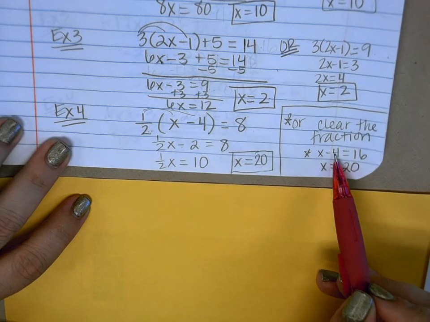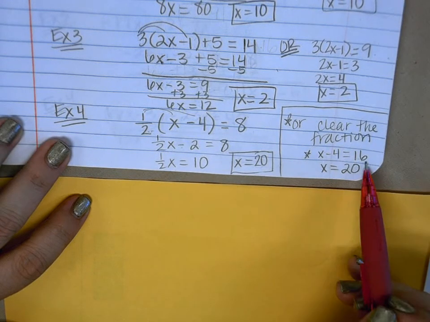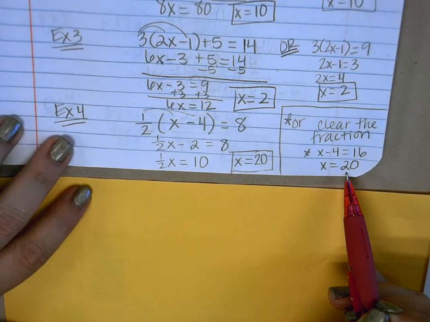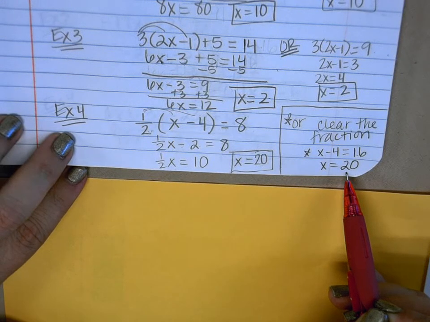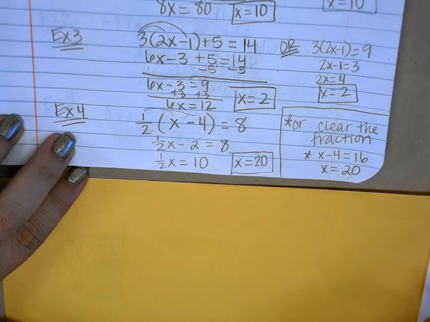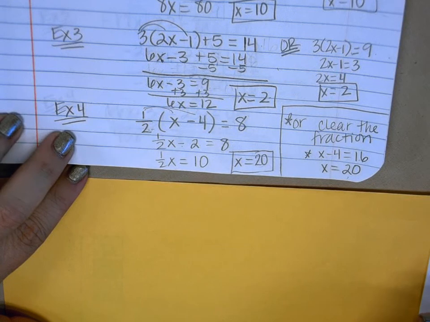x minus 4 equals 16. Add 4 and you get 20. Wasn't that a lot faster? Works every time. Every time. Cross multiply.